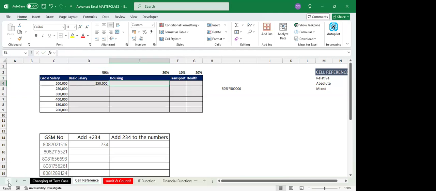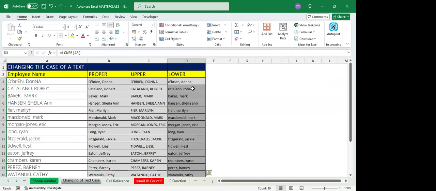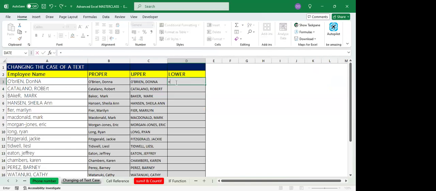Remember how we've been working in our last class, in our previous classes, right? This one now, after I used the lower case function, I said equals to lower. This is where we stopped in the last class.